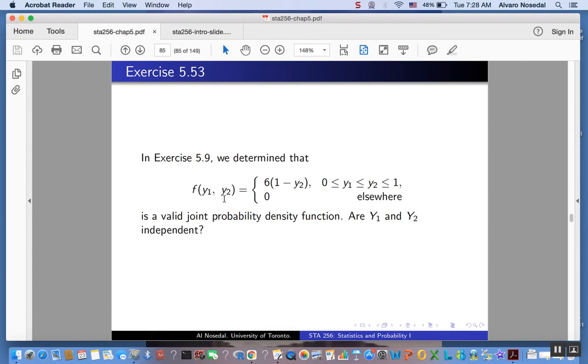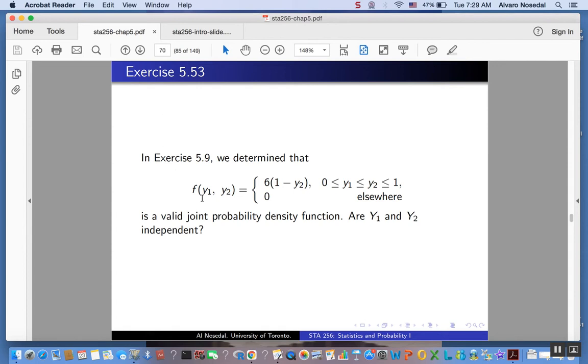Okay? So we know that if we could express the joint as the product of the marginals, then the random variables in question are independent. Okay? So let's find the marginals. Guess what? It turns out that we have already found those marginals. As I said, we did it in another video when we discussed the concepts of marginal densities and conditional densities. So let me remind you what we had in that case.